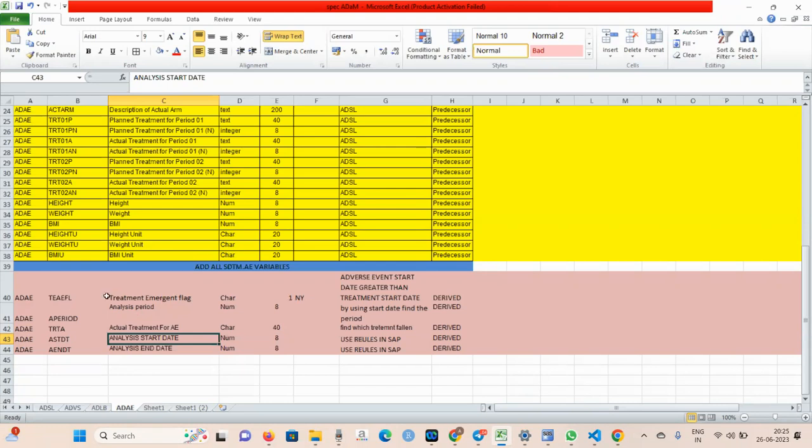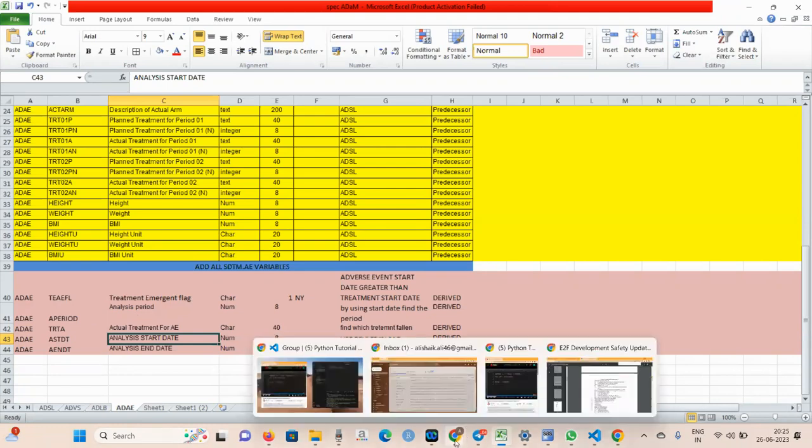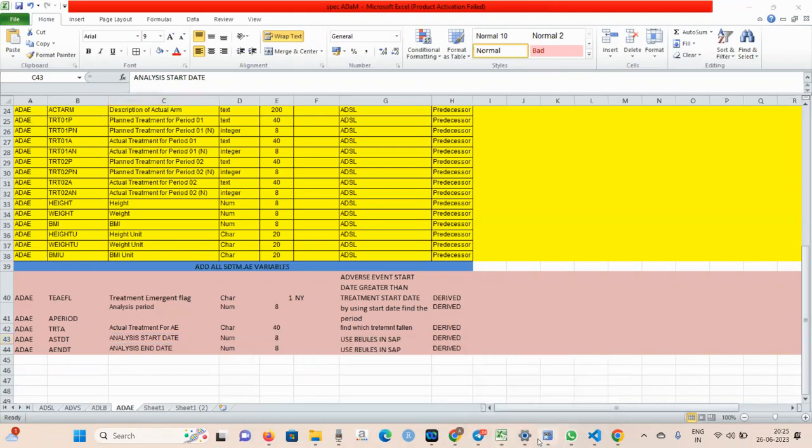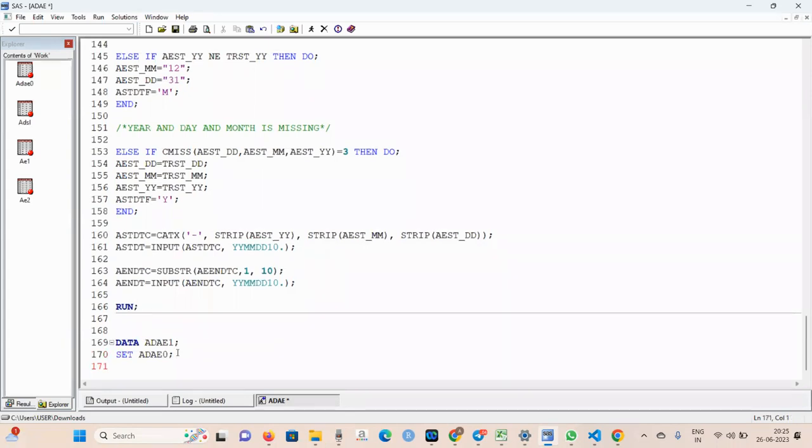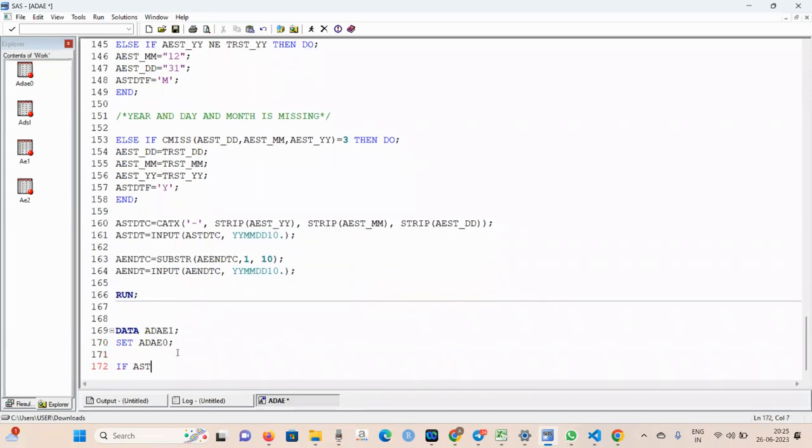How would you do that? ADAE1 set ADAE0. So if analysis start date is not equal to missing, because this is in numeric format, and analysis start date is greater than or equal to treatment start date. So this is the way you have to explain it in the interview.